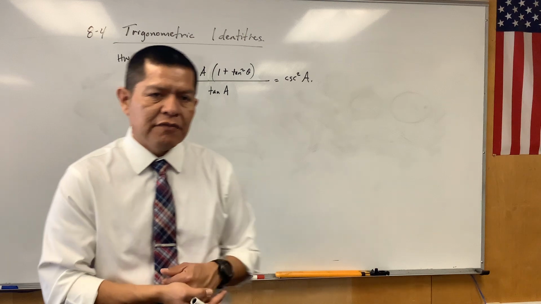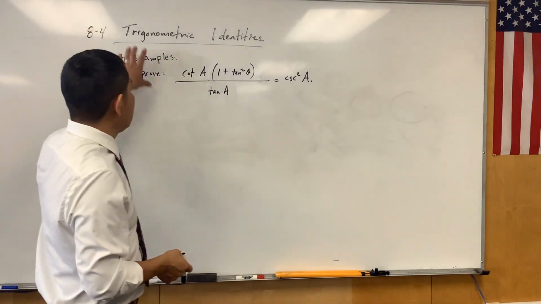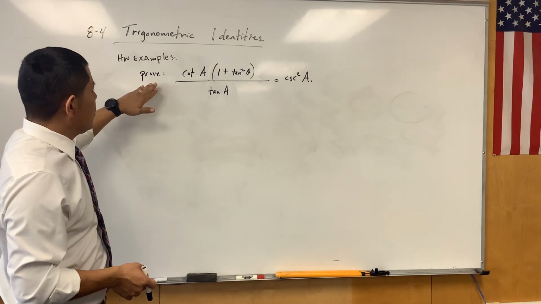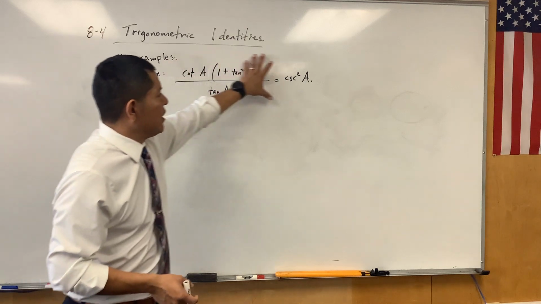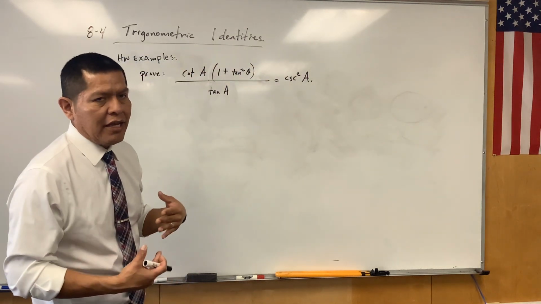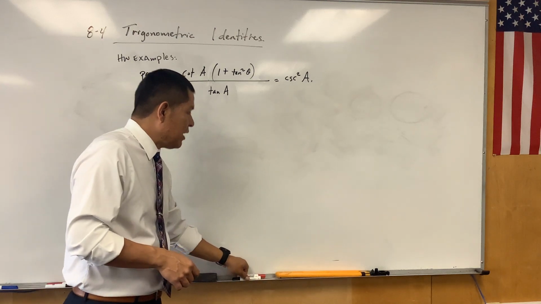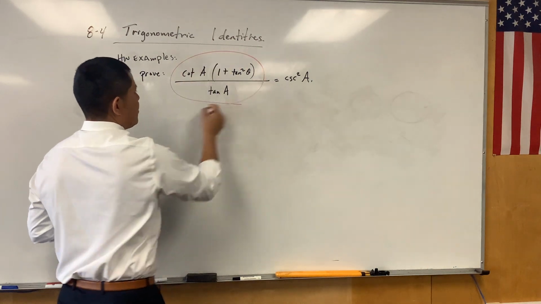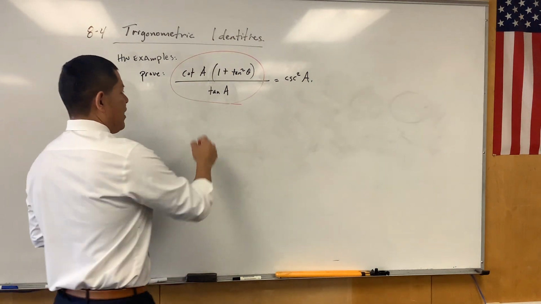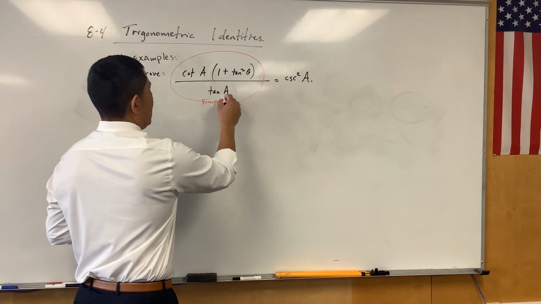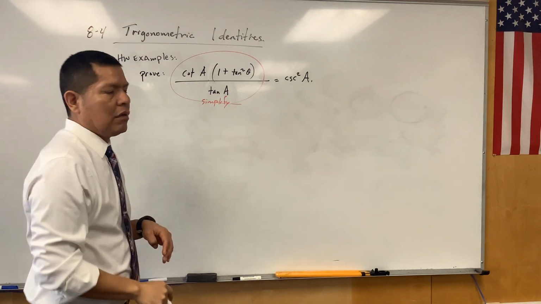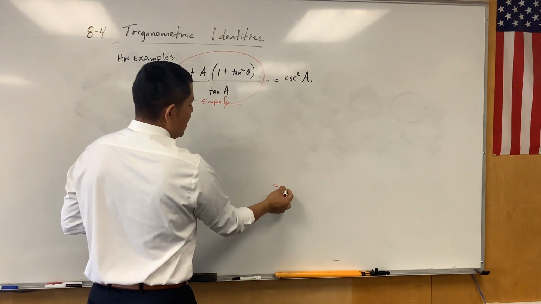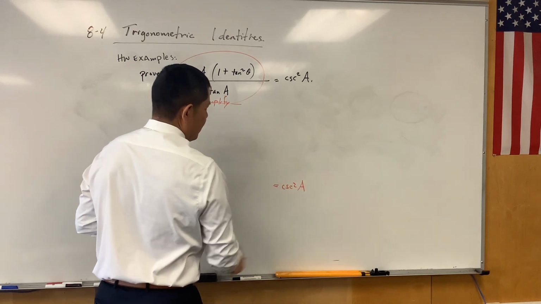Okay, so in this video, we're going to talk about another homework example for the trigonometric identities in 8.4. This one says to prove that this stuff is actually equal. So what that means is you're going to take the messier side, and I'm saying the messier side is this piece, and you're going to break it down. You're going to simplify this left-hand side until at the end you get the cosecant squared of A.